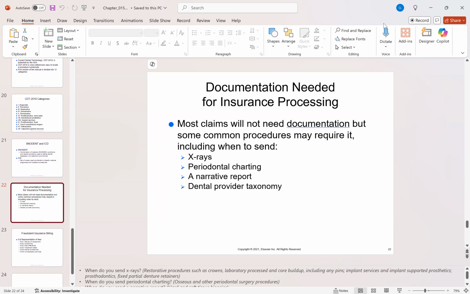Documentation that's going to be needed for insurance processing. Most claims don't need documentation, but some common procedures might require it. They're going to be your x-rays, periodontal charting, if we need a narrative written by the treating provider, and then the dental provider taxonomy.